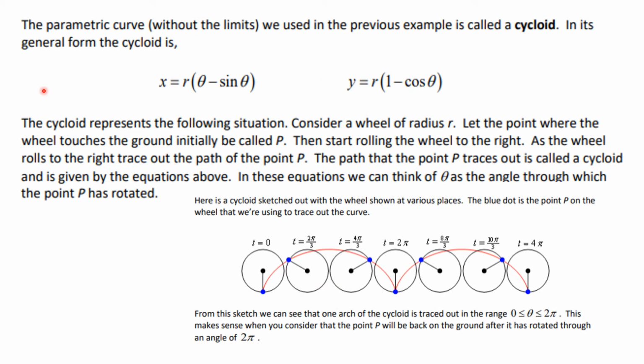Now, the parametric curve that we were talking about, without the limits that we used in the previous example, is a very famous curve. It is called a cycloid. In the general form, where we're letting the thing that was 6 be r, so this could be a different kind of circle, we would have x equal to r times theta minus sine theta, and y equal to r times 1 minus cosine theta. Now the r, we could think about that as being a parameter, but it's not.